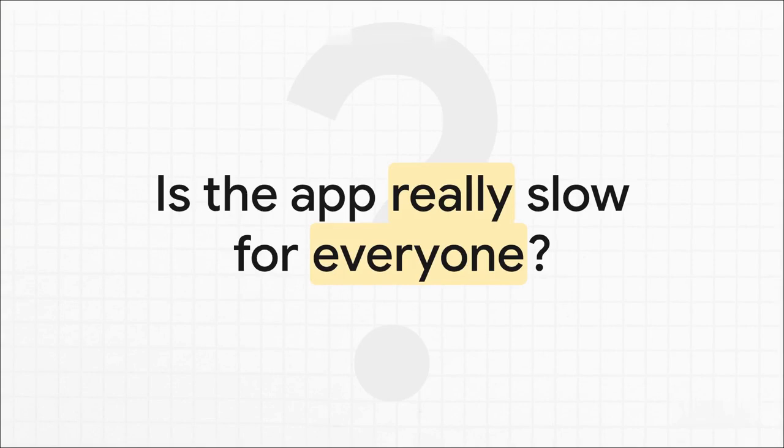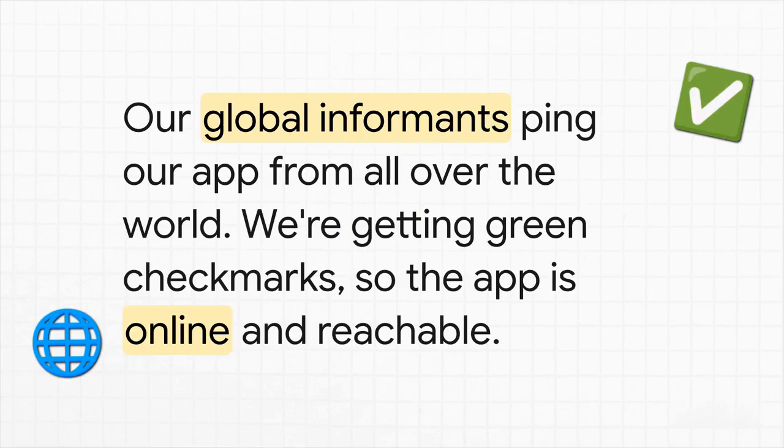Because the answer here sends us down 2 totally different paths. Is this an isolated incident, or is our entire system on fire? It makes a huge difference. So how do we figure that out? Well, we turn to our network of secret agents, our global informants, otherwise known as Azure availability tests. These things are constantly pinging our app from all over the world. And what are they telling us? Green checks. All green. The app is up.